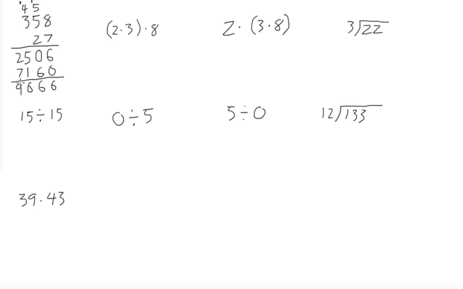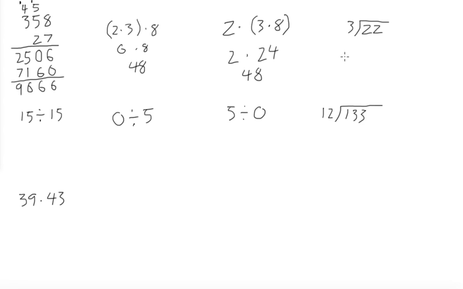Alright, so then we have 2 times 3. That's going to be 6. And then we times that by 8. That equals 48. Over here we have 3 times 8, and then that's going to be 24. We times that by 2. That equals 48 as well.